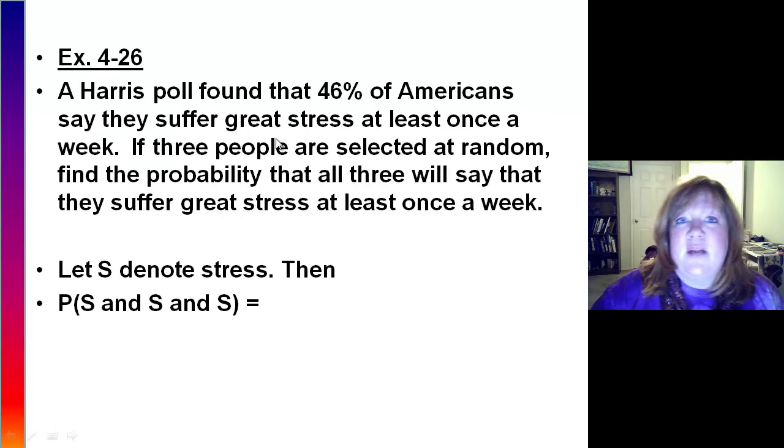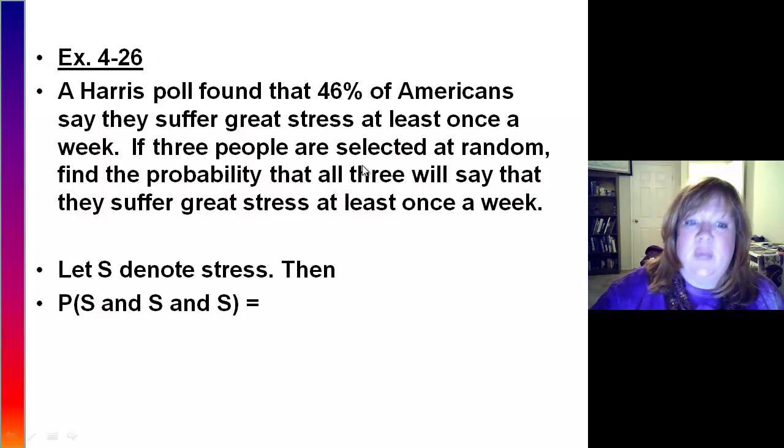Here's an example of compound independent events and using the multiplication rule. So we've got a Harris poll found that 46% of Americans say they suffer great stress at least once a week. If 3 of these people are selected at random, find the probability that all 3 will say that they suffer great stress at least once a week.